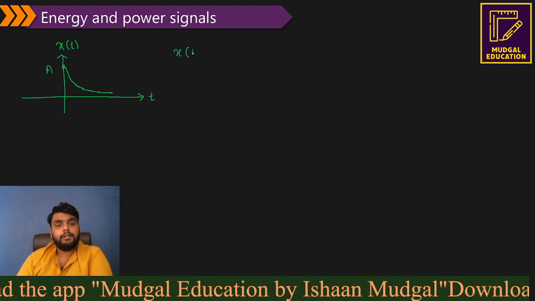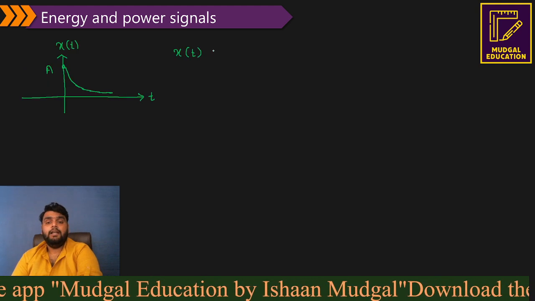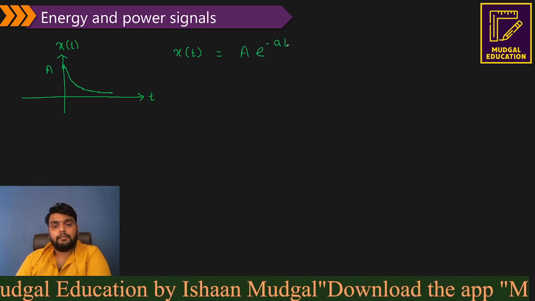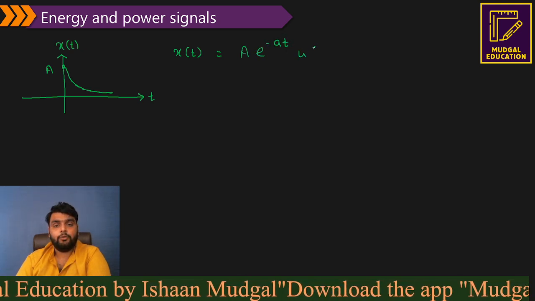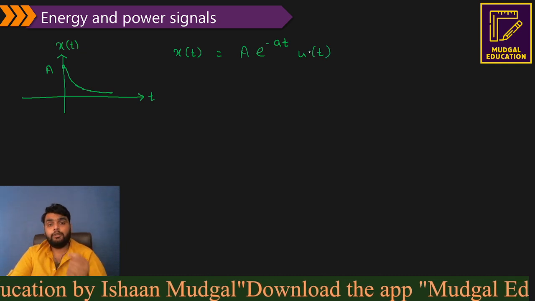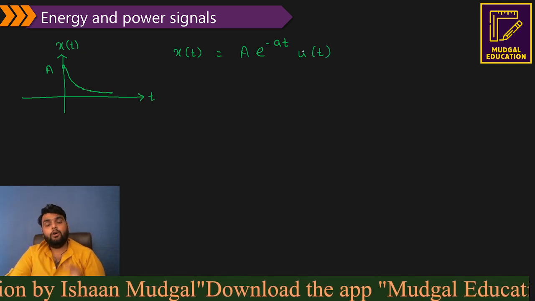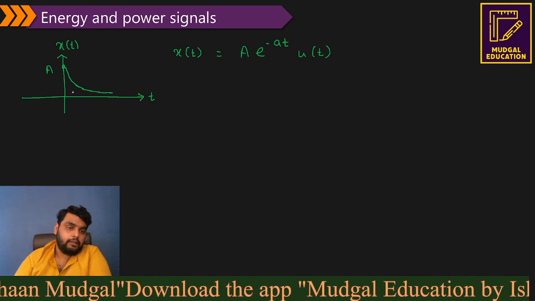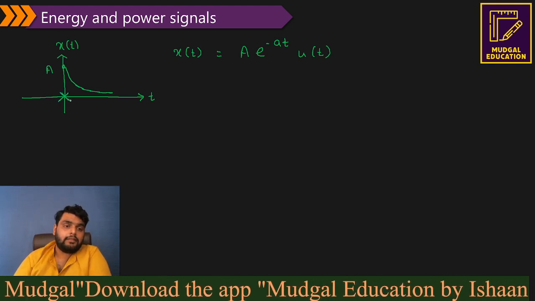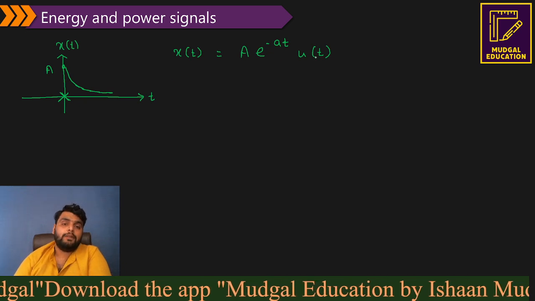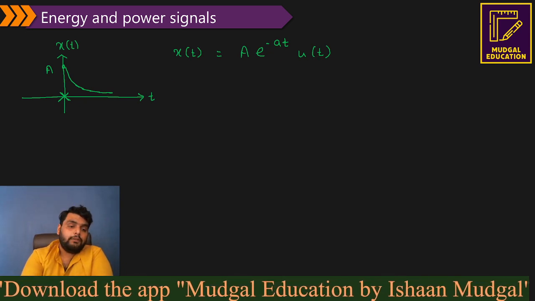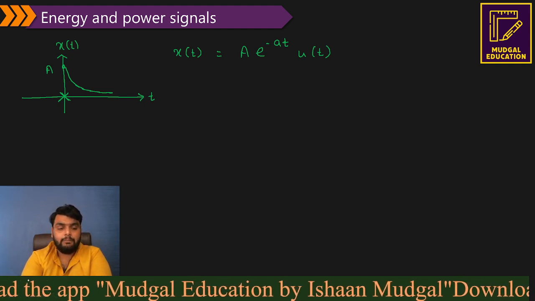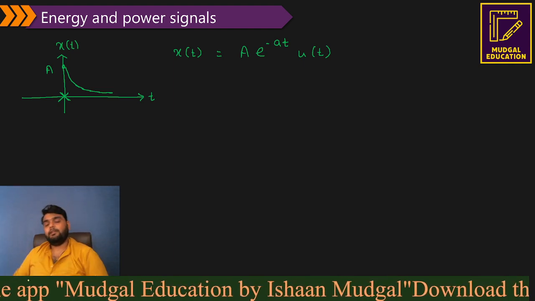So what is x(t)? Let me check one point. I will say x(t) is equal to A e raised to power minus at, u(t). Now for the signals, I need to put u(t) and u(minus t) there to represent that the signal is starting from one specific point. For example, here the signal is starting from origin, so you have to mention u(t). But we don't mention these kinds of u(t) very much in network theory or control systems. But this is a general practice to represent it.